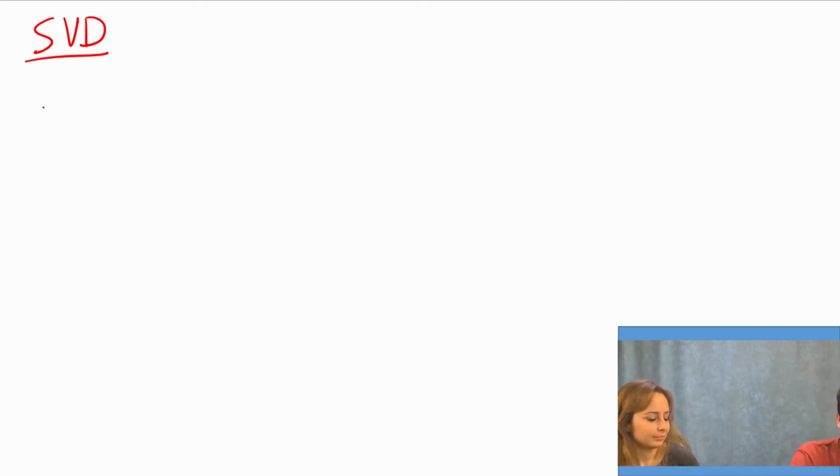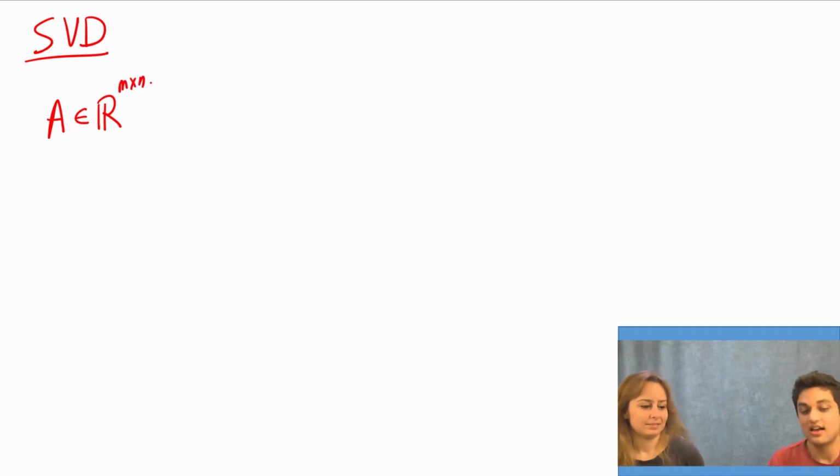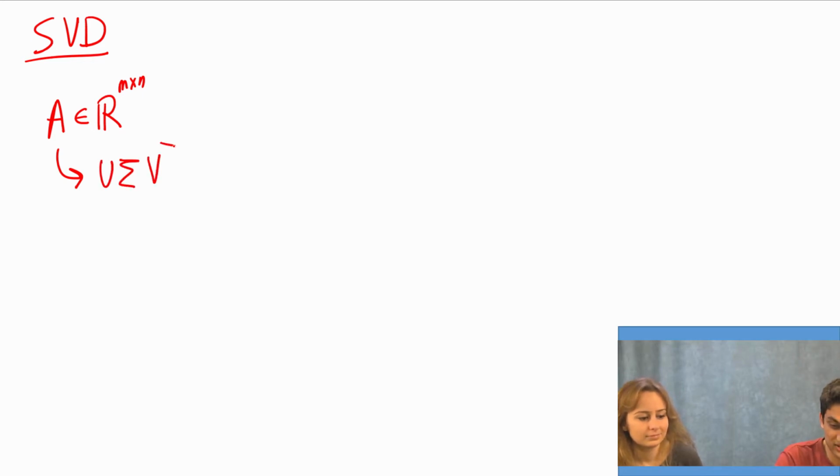Okay, so let's start with the real case. Let's say you have a random matrix, not random matrix, that's something else. It doesn't have to be symmetric. Exactly. Say you're starting with an arbitrary matrix A, which is an m by n matrix. We can break this down into three matrices: U, sigma, and V transpose.